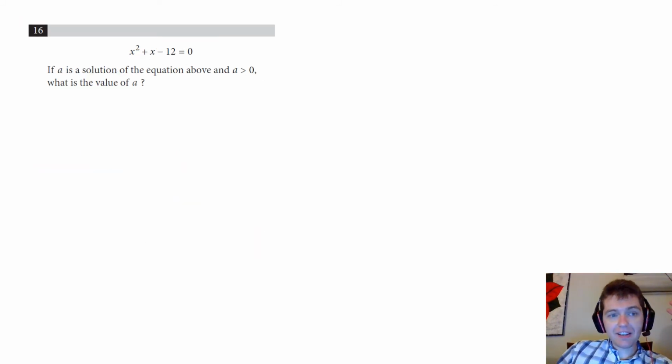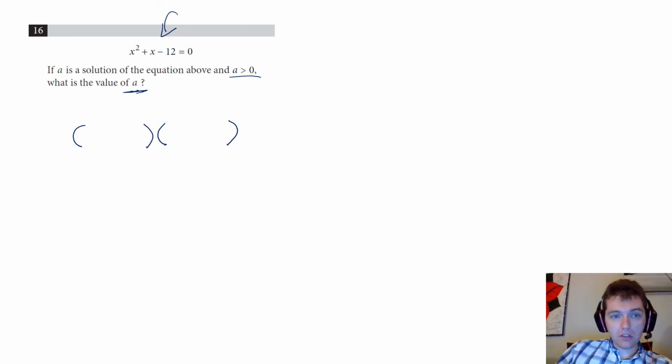Problem 16 is: if a is a solution to the equation above and a is greater than 0, what is the value of a? That's a long way of saying solve the equation above for x and give us the solution that is positive. When x is positive, find the value of x. So go ahead and factor this equation to find the solution. There's been a lot of factoring on this SAT. I've said it a number of times. I will do another video on factoring if anyone would like.